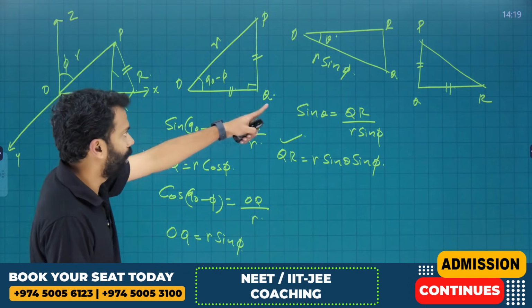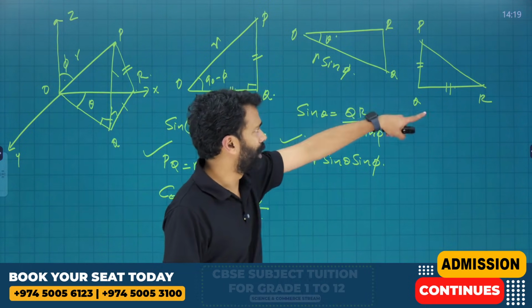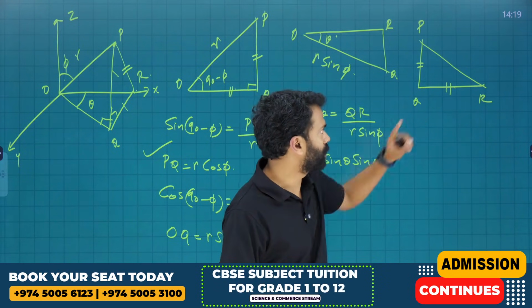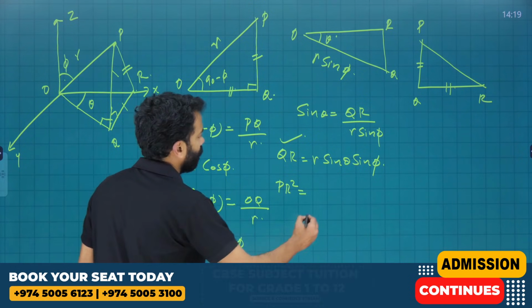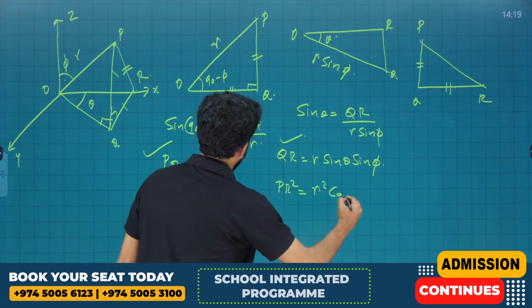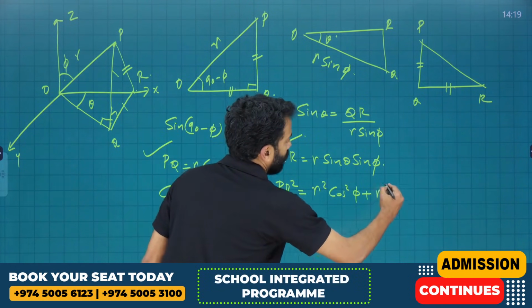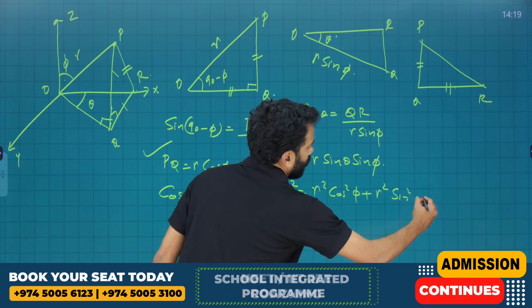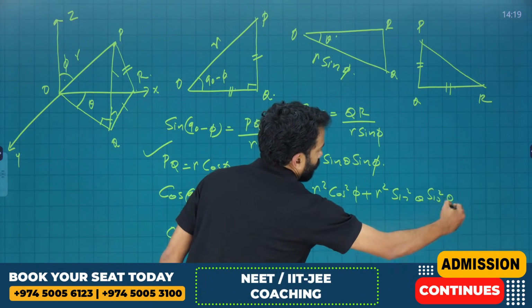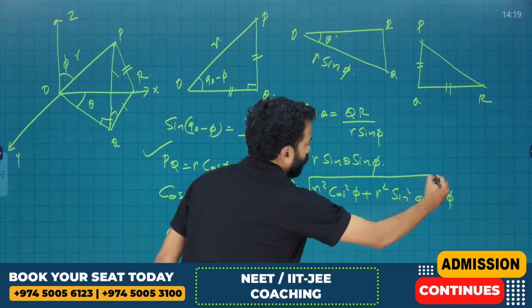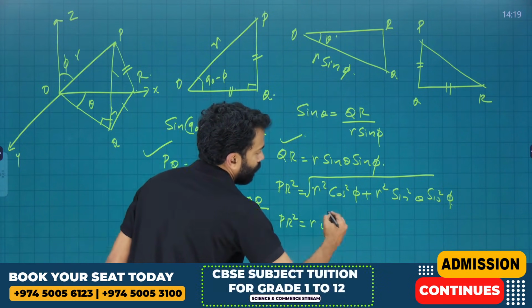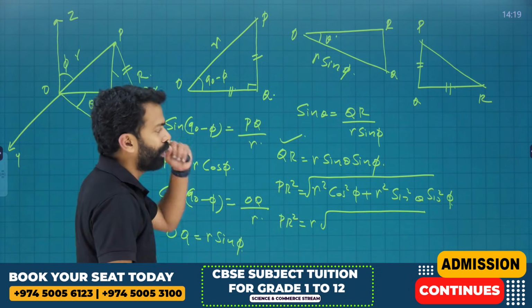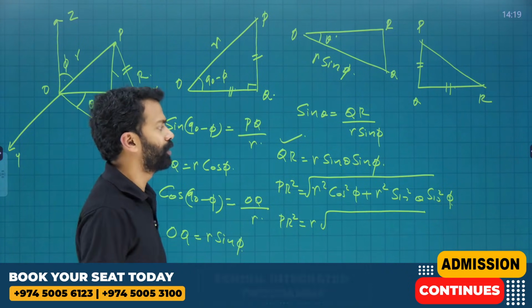Therefore, PR square is equal to, by Pythagoras, PQ square plus QR square. I am directly writing PR square here. PR square is equal to gamma square cos square phi plus gamma square sin square theta sin square phi. Gamma square is common. Therefore, PR is equal to gamma into root of cos square phi plus sin square theta sin square phi.